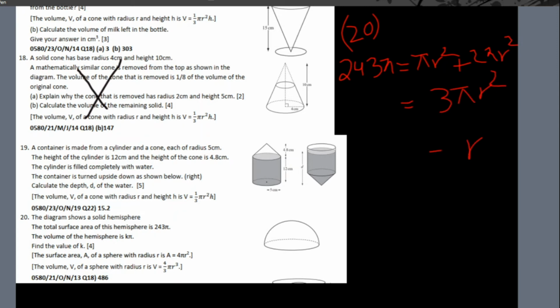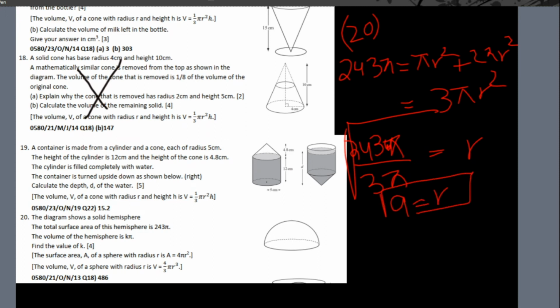So to make r the subject, we'll do 243 pi over 3 pi and then under root, which gives us radius equals 9. So now we know that this radius is 9.